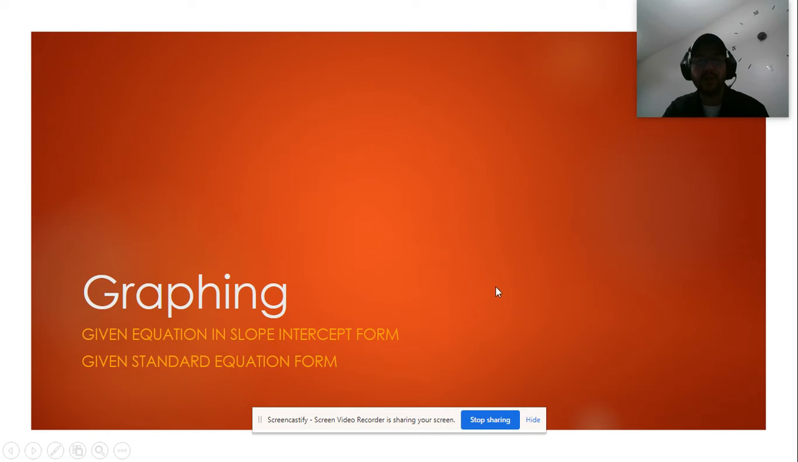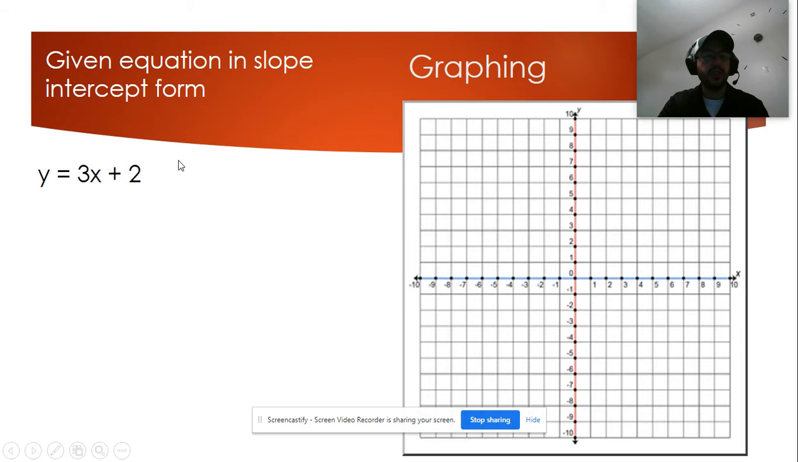Okay, today we're going to learn how to graph when the equation is given in intercept form or is given the equation in a standard form. Okay, let's go over some examples.